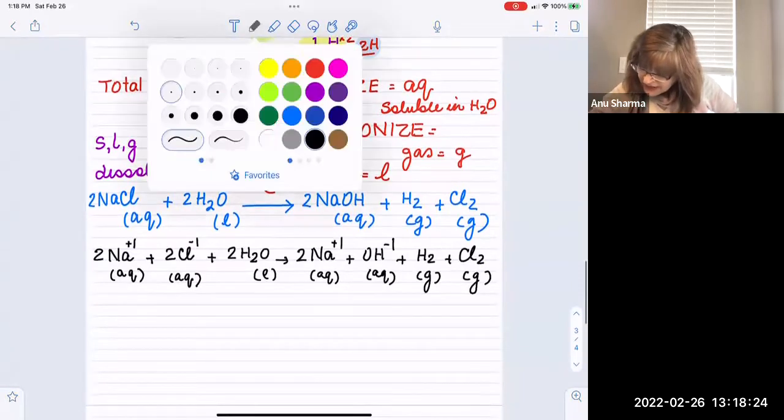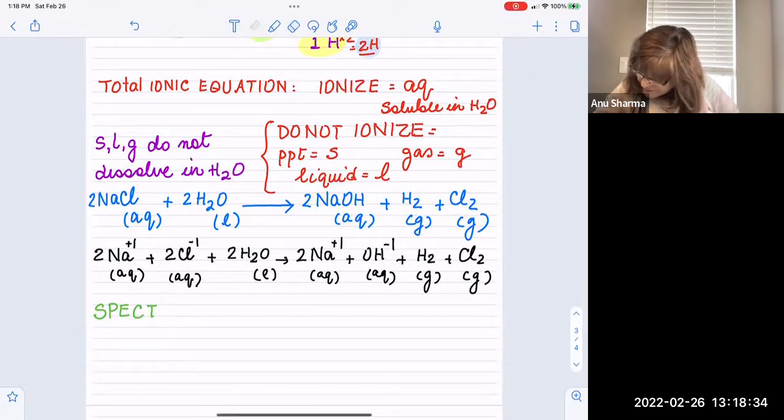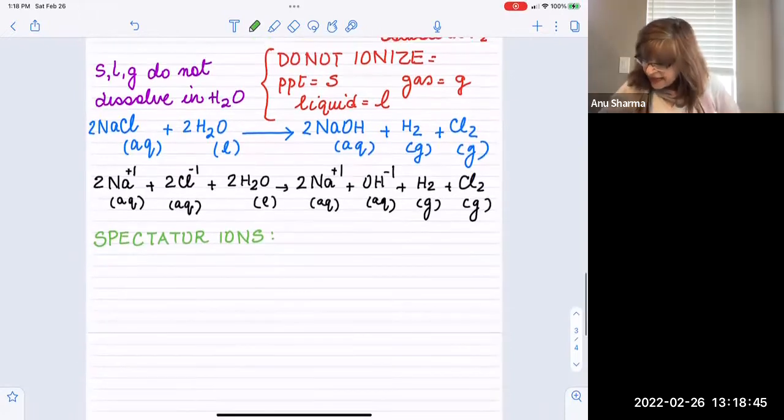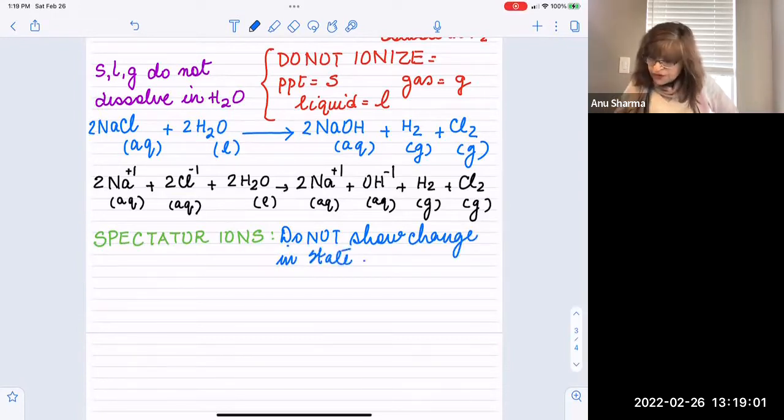So now, here's the thing, important, spectator ions. Which ones are the spectator ions and which ones are the other ions? So spectator ions, S-P-E-C-T-A-T-O-R. Okay, so these spectator ions are the ones that do not show change in state. All those ions that do not show the change in state. Okay, so which ones are those? So we see that sodium is aqueous on this side, and sodium is also aqueous on this side, and 2 of the sodiums. So those are spectator ions.